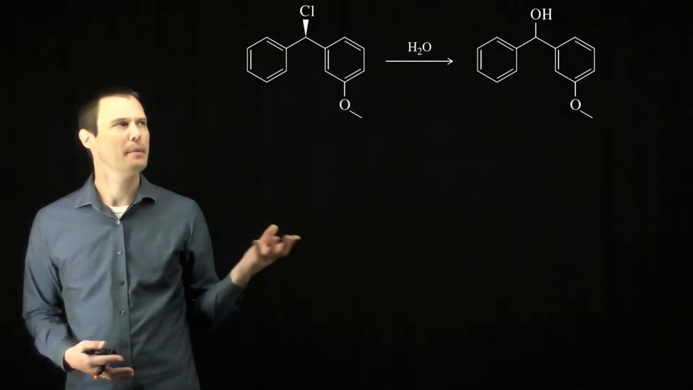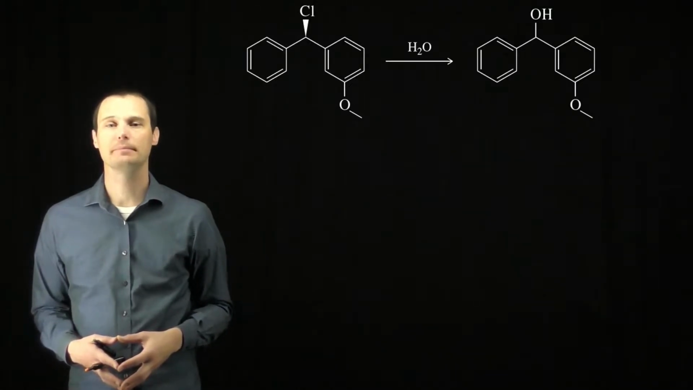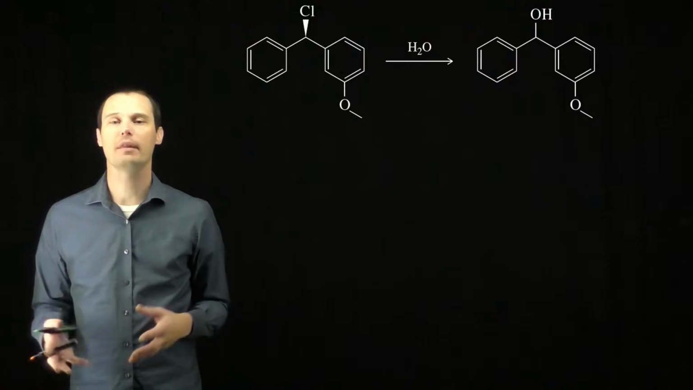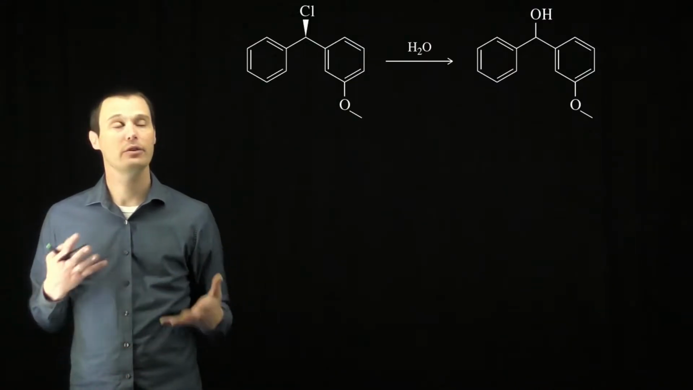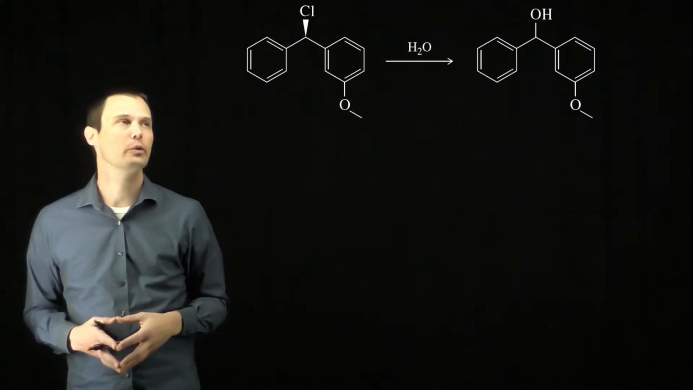This question asks me to draw a mechanism for this substitution reaction. We'll need to decide what substitution we're doing, and then we can draw the mechanism. We have a secondary substrate. A secondary alkyl halide can do either SN1 or SN2, so that doesn't really help us here.